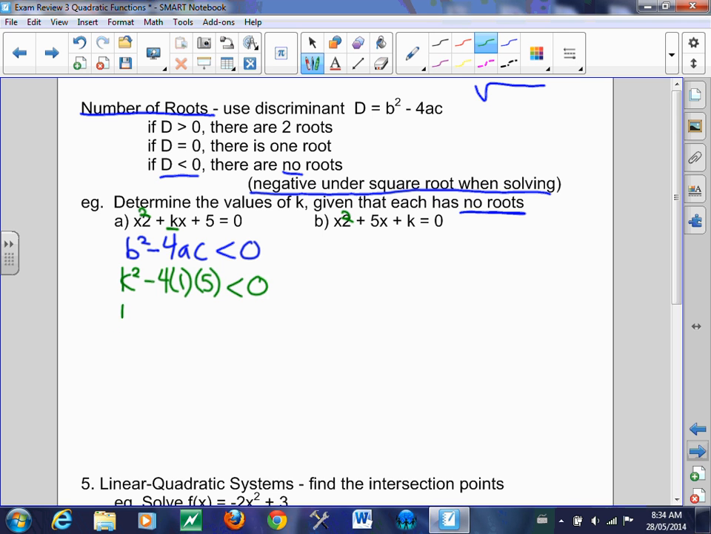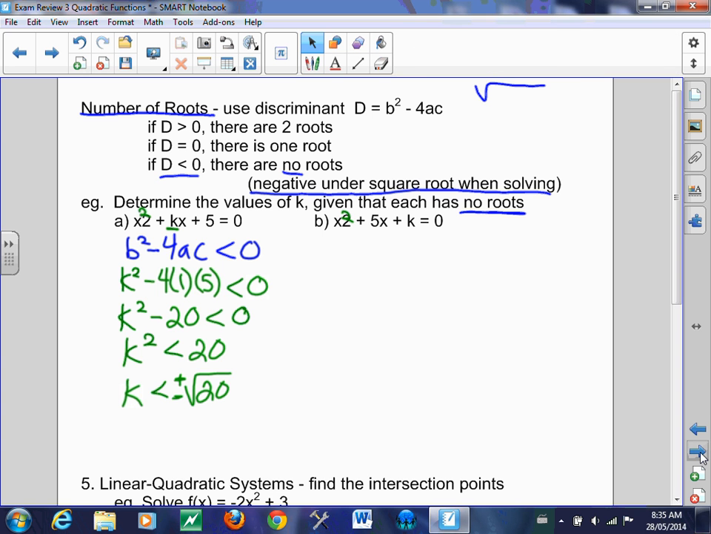Okay, let's try to simplify this. So k squared minus 20 has to be less than 0. Oh, not less than or equal to, just less than. My fault. Okay, then to solve this, k squared has to be less than 20 when you bring it over. And to get k, you have to take the square root. So k has to be less than the square root of 20. When you take the square root, don't forget it's plus or minus. So those are your two options: k is less than positive root 20 or less than negative root 20.